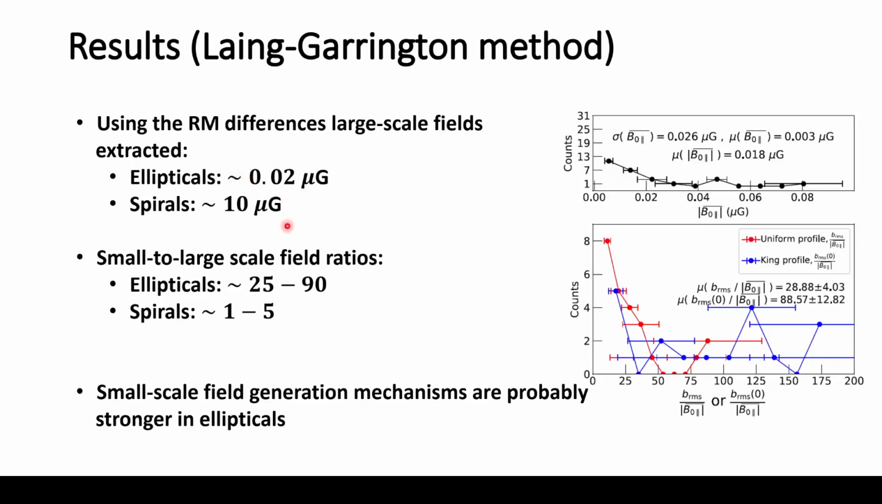We also calculate the small to large-scale magnetic field ratios, and it can be clearly seen that in the case of ellipticals, these ratios are much larger than the spirals. Thus, the small-scale magnetic field generation mechanisms are probably much stronger in ellipticals as compared to spirals because of the lack of large-scale dynamo and the prevalence of a small-scale dynamo.